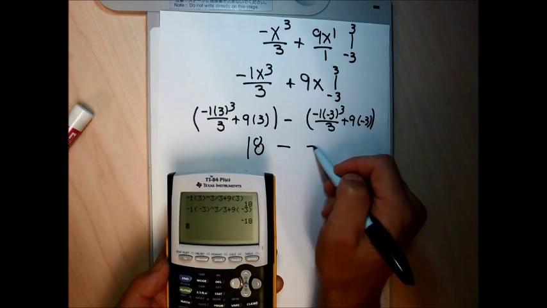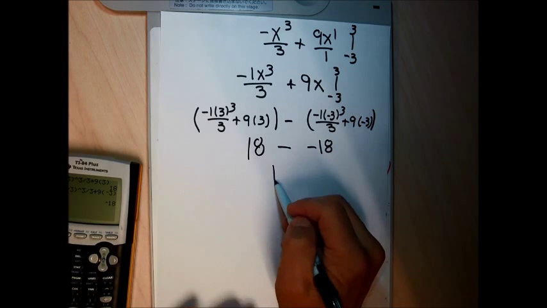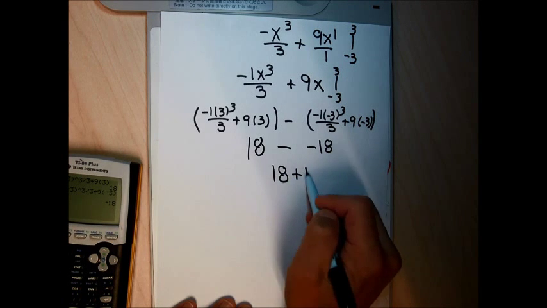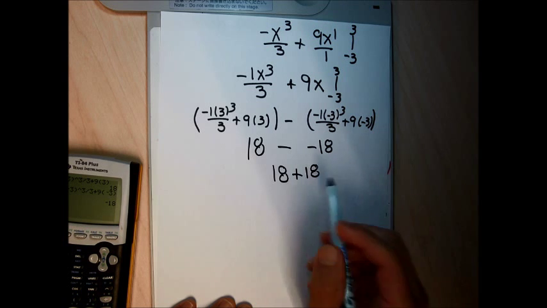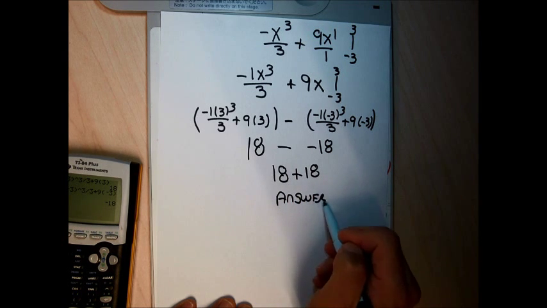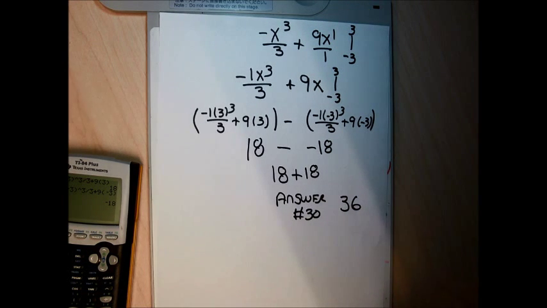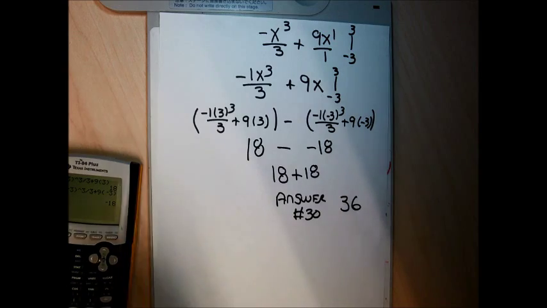I get negative 18. So I have 18 minus negative 18. The double negative goes positive. That gives me 18 plus 18, and I can actually add that in my head. So the answer to problem 30, the only answer that I need to see, is the area is 36 square units. Again, for all of these problems, you have to show the work that's required.